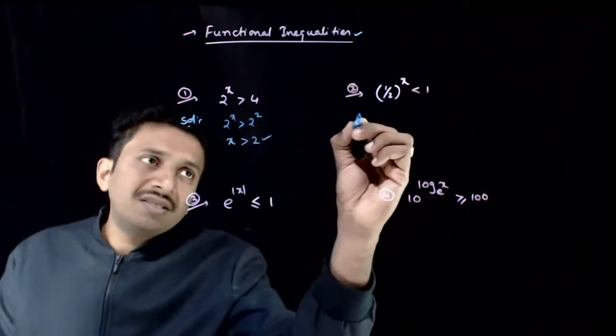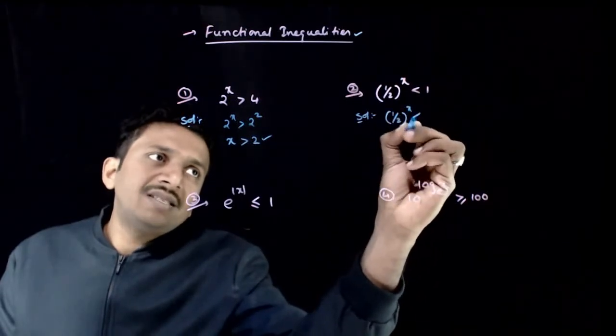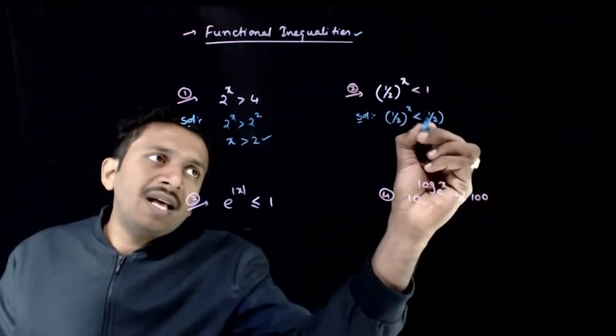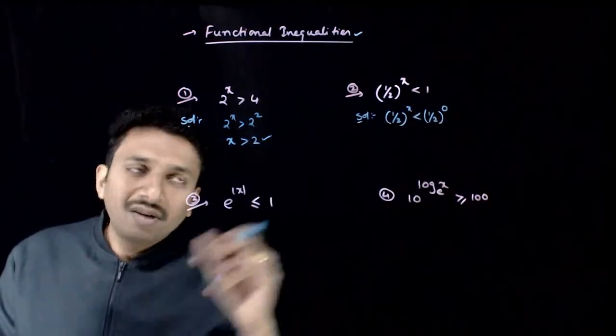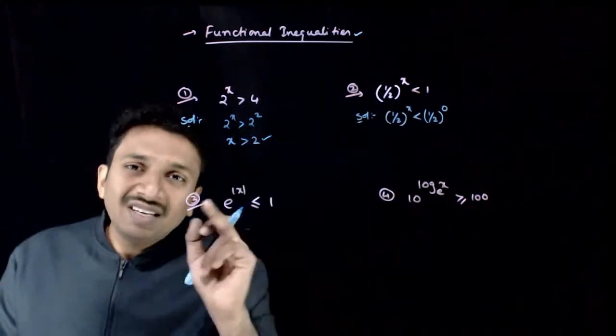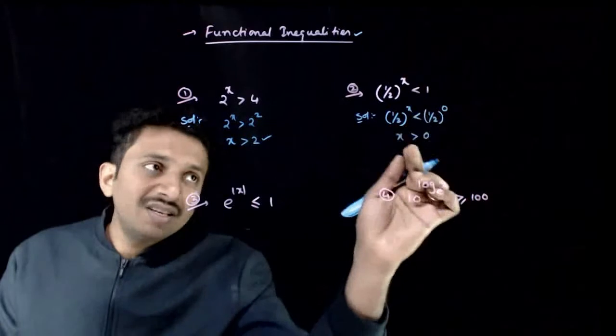So if you go to this, 1 by 2 power x is less than, I can write 1 as 1 by 2 power 0. So if you remove this 1 by 2 power, 1 by 2 power something is a decreasing function. Hence, the sign of the arguments reverses.